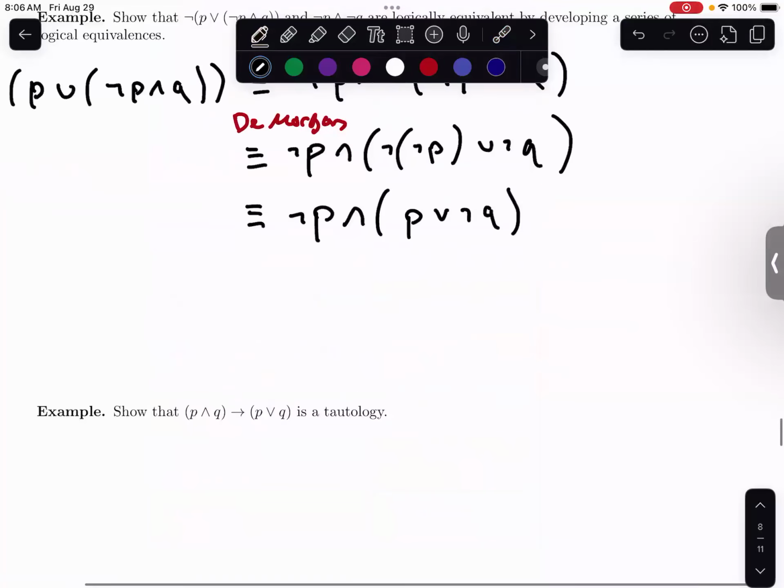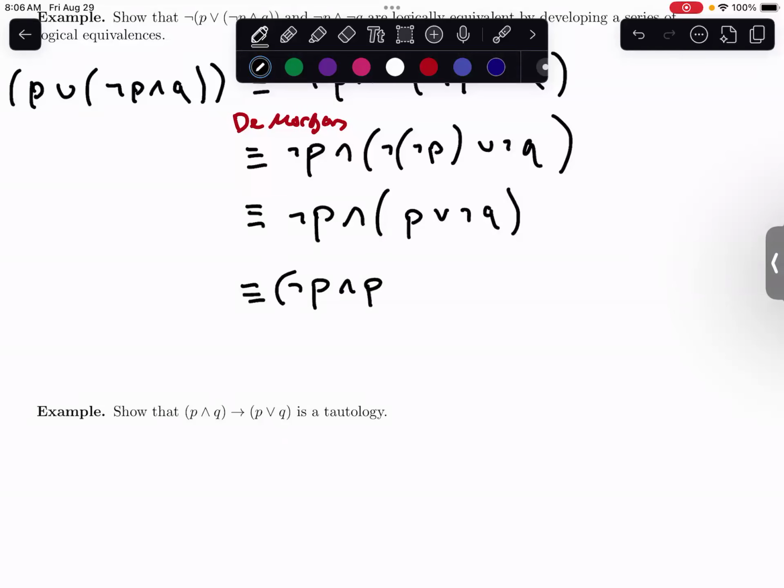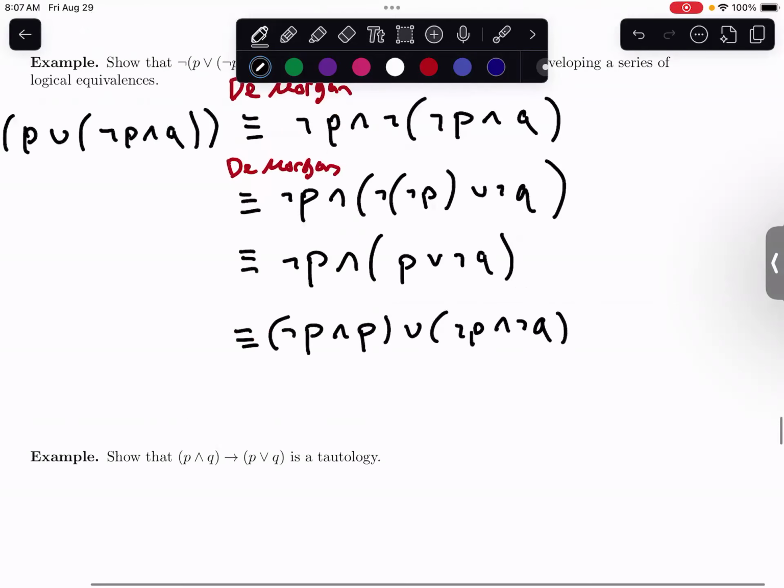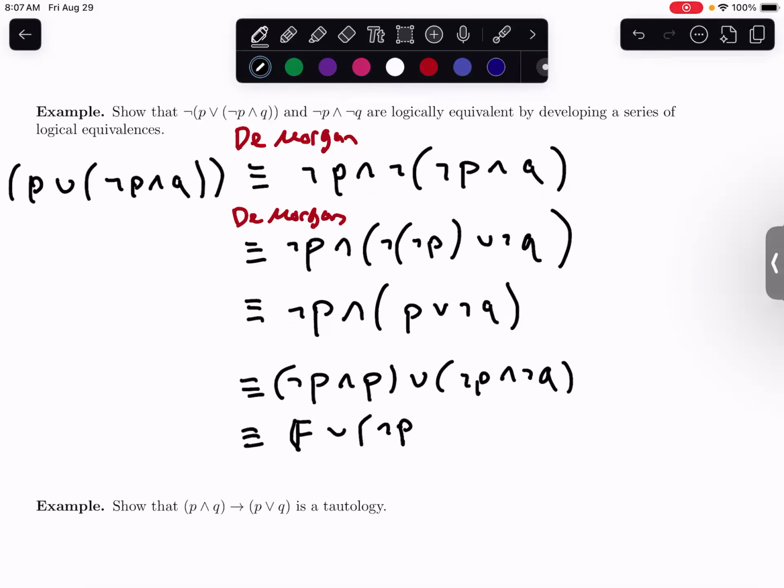So we can apply that here. So this is the same thing as not P and P or not P and Q or not Q. And then we know, I'm going to go a little bit faster because I said we're going to spend 10 minutes and we haven't even started the next problem yet. Not P and P, we know is a contradiction, right? You can't have not P and P, so that's always going to be false. So we have false or we have not P and not Q.